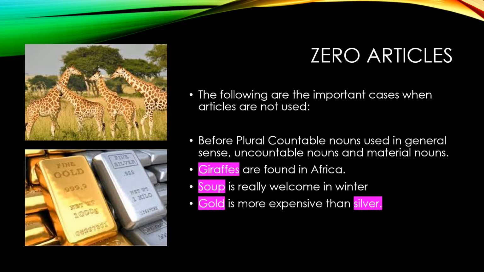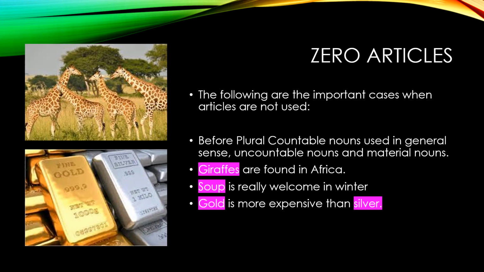Moving on, where do we use zero articles? The following are the important cases when articles are not used. Before plural countable nouns used in a general sense, uncountable nouns and material nouns.